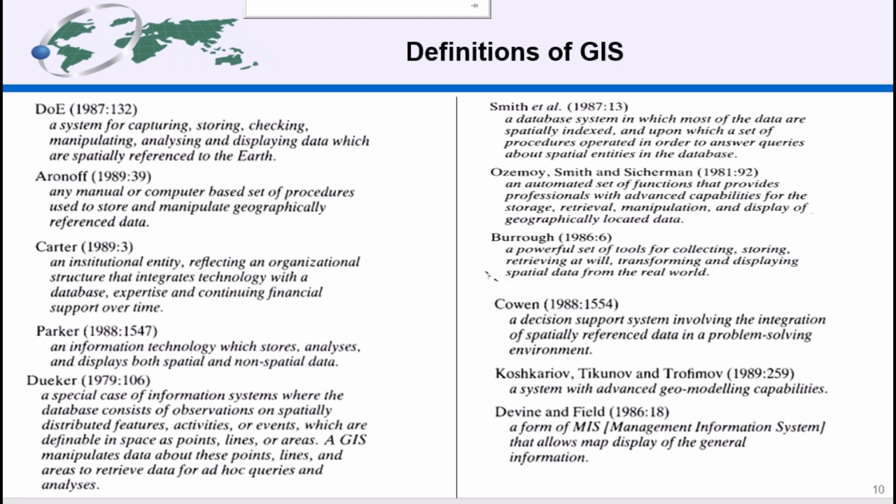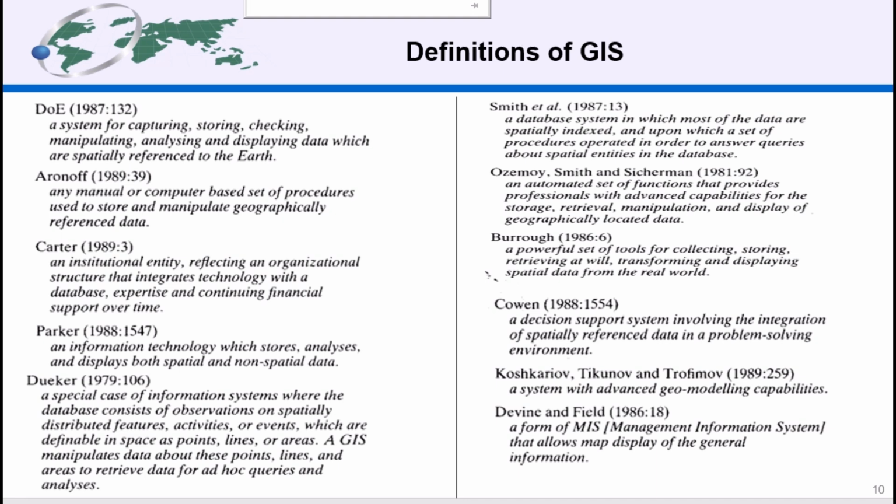Burrough in 1986 defined GIS as a powerful set of tools for collecting, storing, retrieving at will, transforming, and displaying spatially referenced data from the real world. Cowen in 1988 defined GIS as a decision support system involving integration of spatially referenced data in a problem-solving environment.